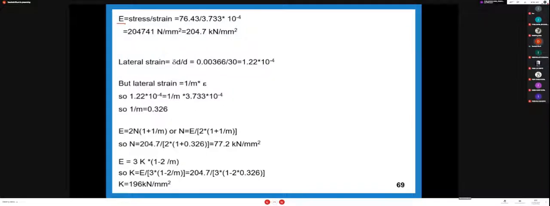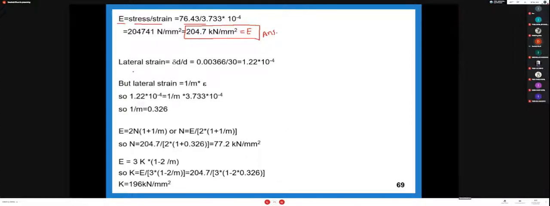So first of all, find out the Young modulus E. Stress by strain, so we find out the ratio. So we get the value of E. Means the first modulus we have found out. That is our answer.